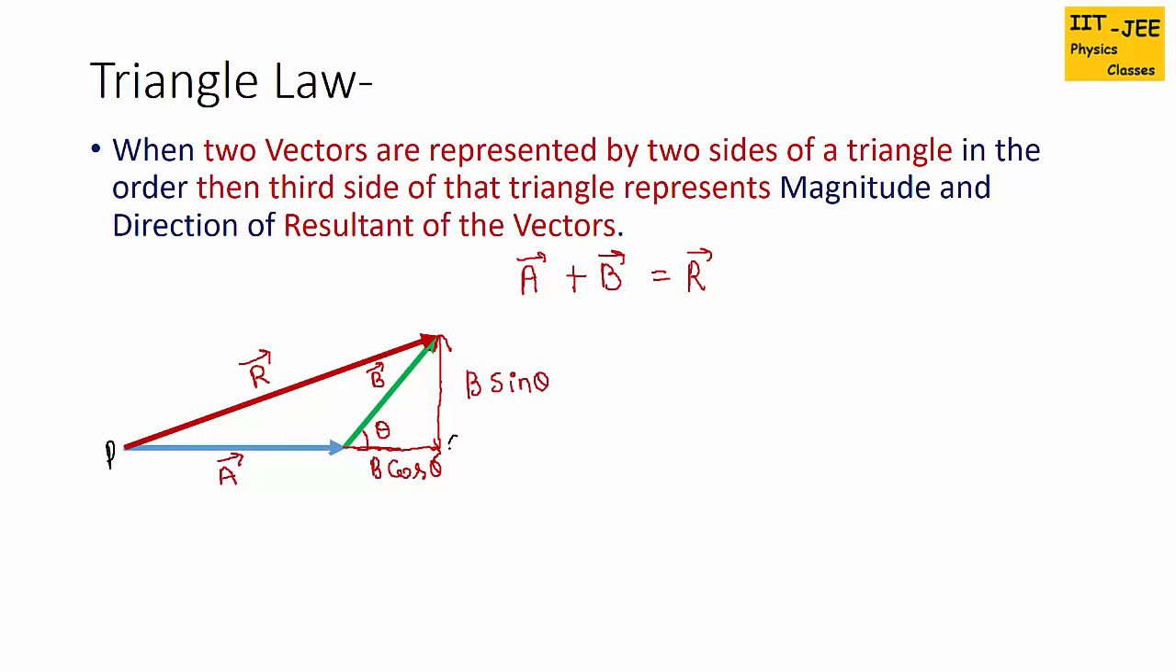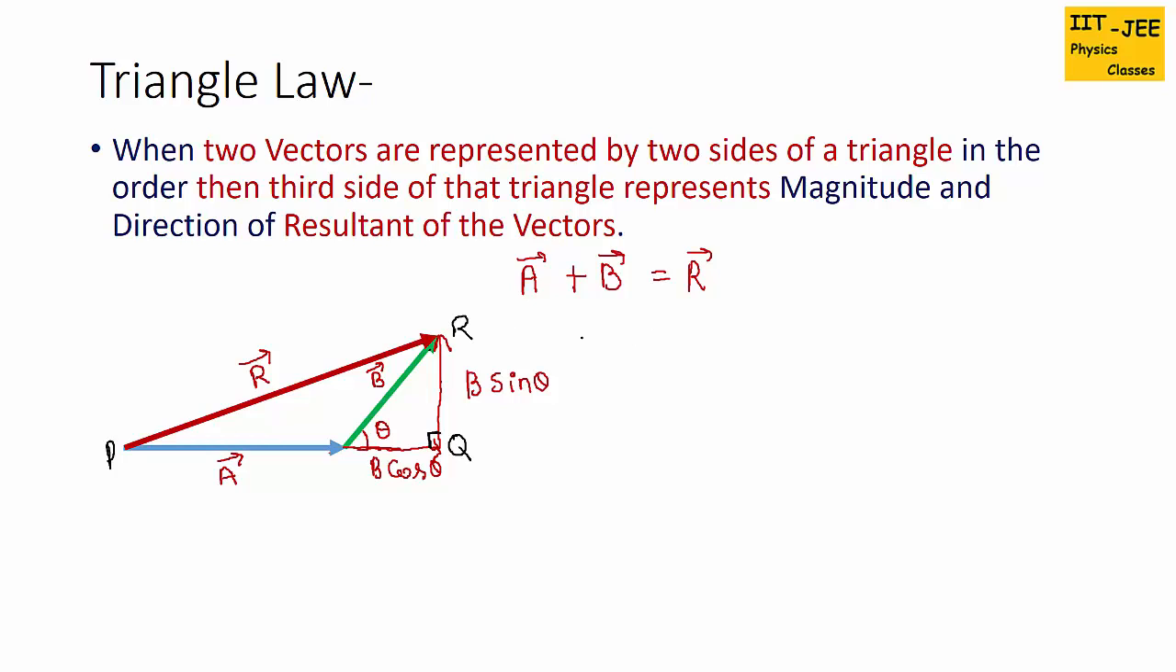Let's take the right angle triangle PQR. This is a right angle triangle. This angle is 90 degree. So we can use Pythagoras theorem to find the length of resultant vector r. Length of resultant vector r is the magnitude of the r.